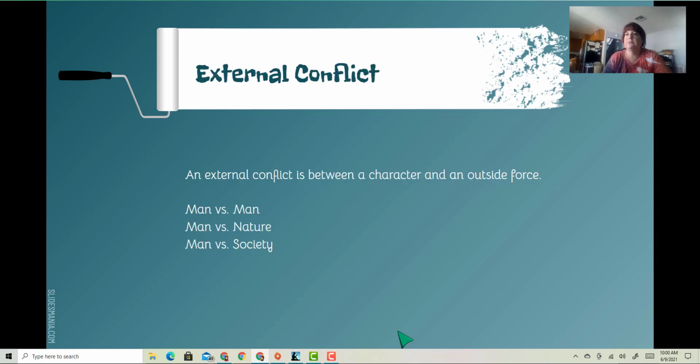We have two types of conflict. The first is external conflict. This is between a character and an outside force. So we have man versus man, man versus nature, and man versus society.